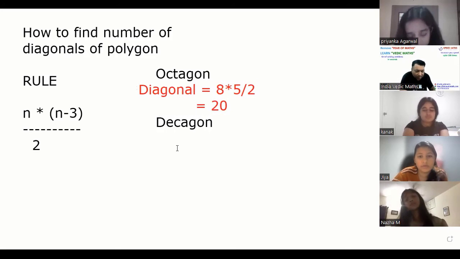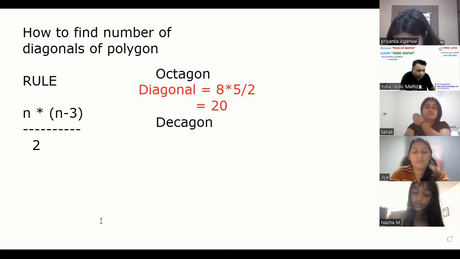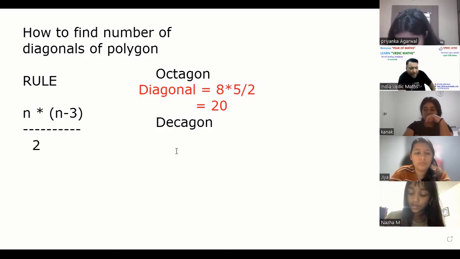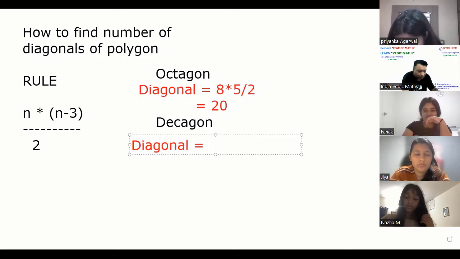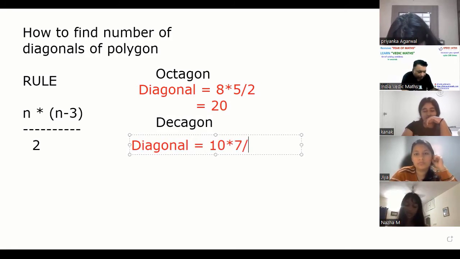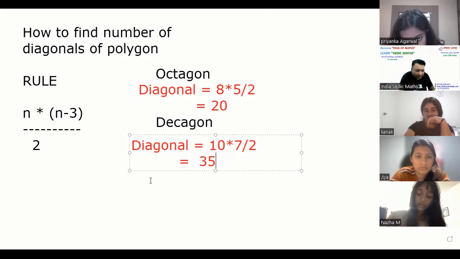Superb. Mayank, where has Mayank gone? Mayank, how do you calculate for the decagon? Tell me. Sir, 10 into 10 minus 3 by 2. Correct? Yes, sir. Sir, can I go to the bathroom? Yes, please. Thank you. So everybody got it.